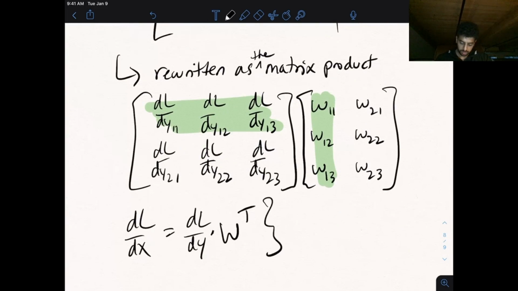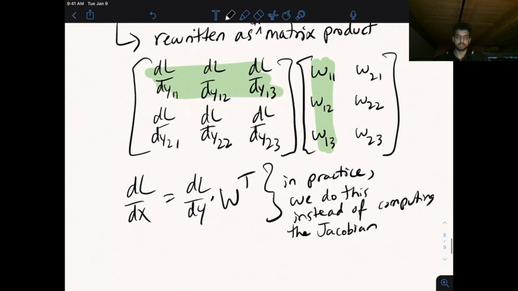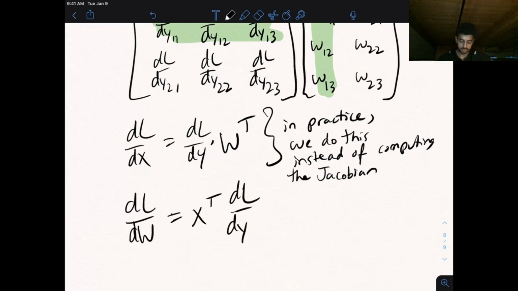So in practice, we do this instead of computing the Jacobian, because this is far more efficient. If you want an exercise, you can compute dl dw. The solution kind of follows from this. It's the transpose of the X matrix times dl dy.